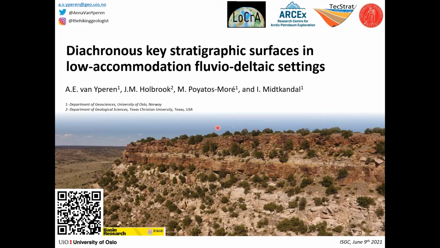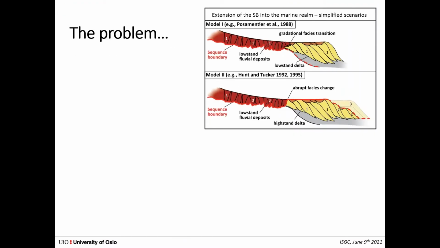I am doing a postdoc at the University of Oslo, and this talk will be about some of the results of my PhD. So yeah, we'll talk about diachronous key stratigraphic surfaces in low accommodation fluvio-deltaic settings, and I will take you to the US, which fits nicely this SEPM setting, I hope. So what I will address is basically how we can correlate between continental and shallow marine strata.